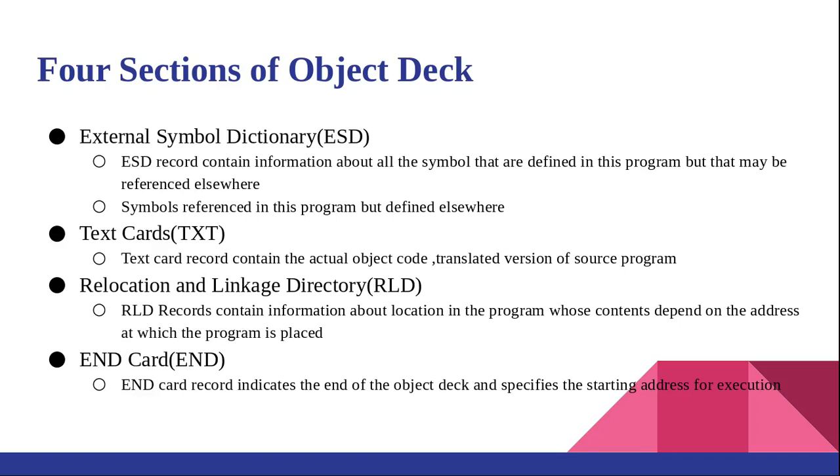Then the next one is the text card. The text card contains the actual object code, that is the translated version of our source program, the machine language format of our source program coded in the card, that is our object code.